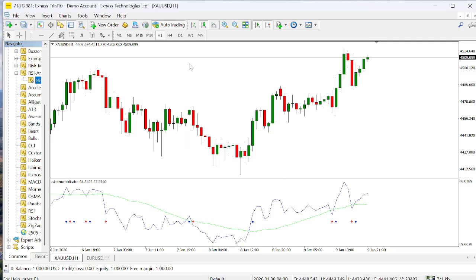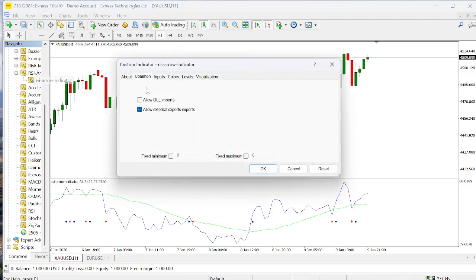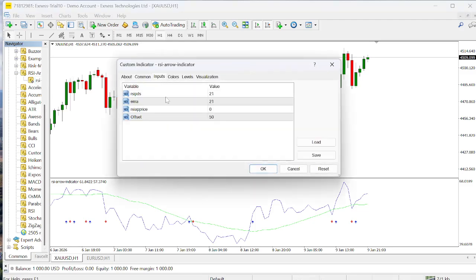As for the settings, let's take a look at what we have, the inputs. The indicator is based on RSI calculations, which typically oscillate between 0 and 100, with overbought levels commonly set at 70 and oversold levels at 30. Traders can usually adjust RSI period settings, overbought and oversold thresholds, and arrow display preferences to match their trading style and time frame.